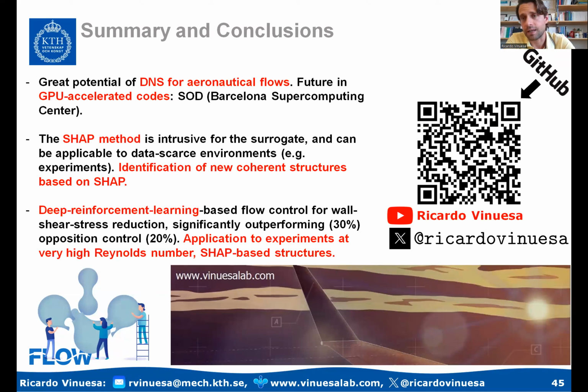The SHAP method is allowing us to identify regions of importance in turbulence and to obtain very deep fundamental knowledge of turbulence. And then finally, deep reinforcement learning is really helping us to obtain completely novel and unexpected flow control strategies. All the data and all the codes are available in this repository. So just access this QR code and you can get everything.